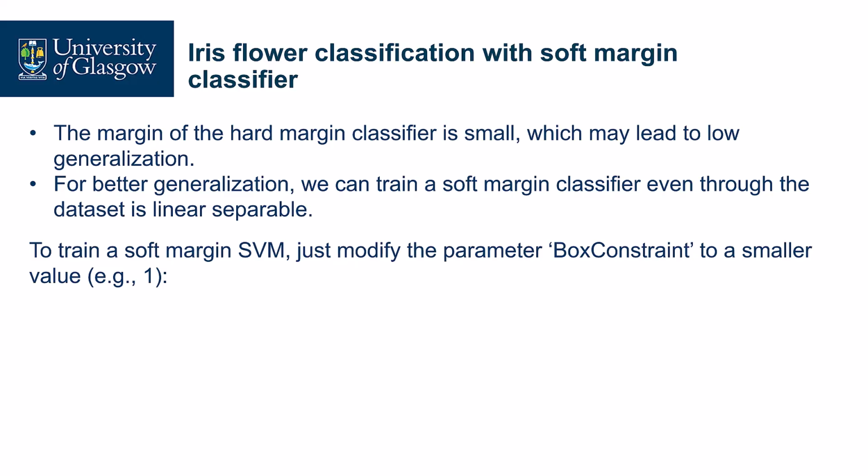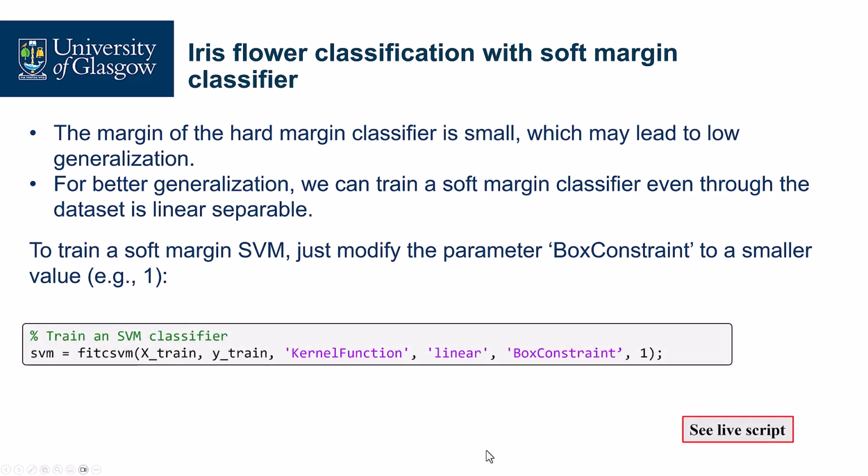Here I set the value to 1, and you can see this is the command that I'm using: box constraint equals 1. Note that the soft margin classifier is applicable not only to cases that are not linearly separable, but also nearly linearly separable. Even if it's linearly separable, if you want to improve the generality, you can still use a soft margin, right? For example, in this case, I set the box constraint to 1. This value, you can try different values, compare the results, and select the one that shows the best trade-off.